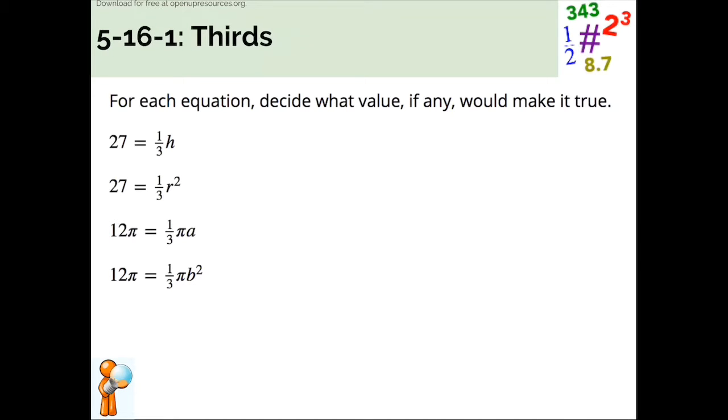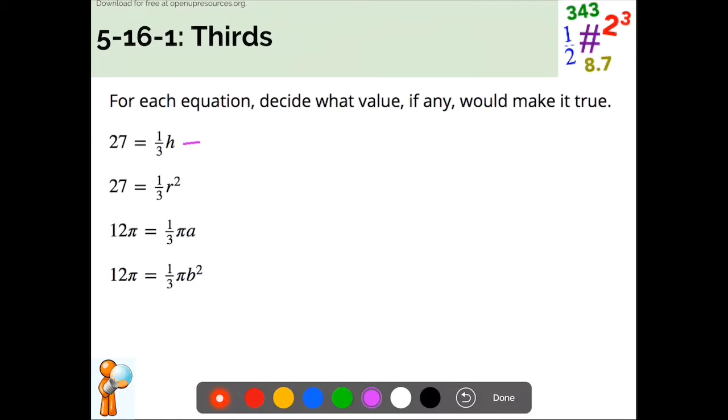So for your first activity, you are given a bunch of equations here, and you have to decide what value, if any, would make the equation true. And you're looking for what values for these variables, height, radius, A, and B, would make the equation true. So go ahead and take a minute or two on your own, and then when you're done, talk together with your group, and then start the video. Go ahead.